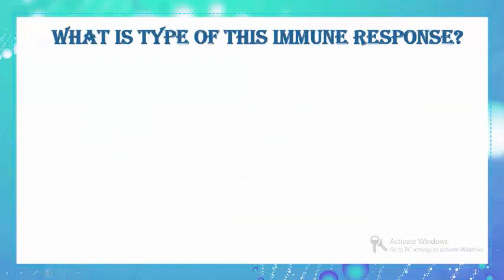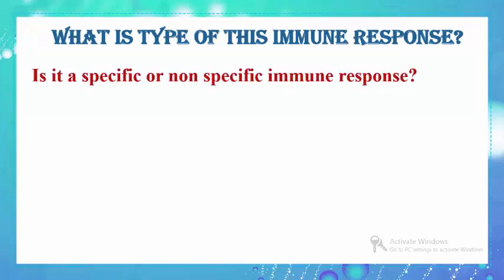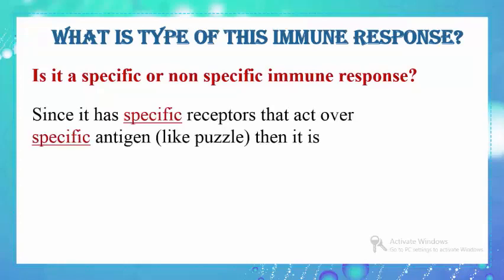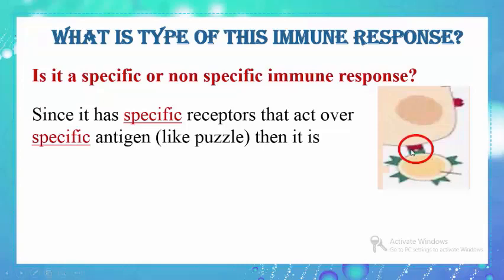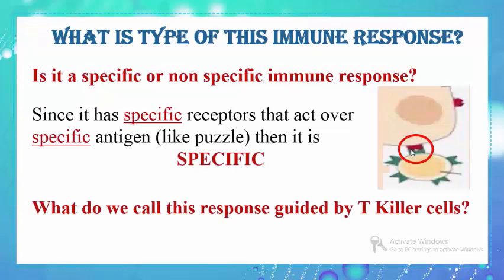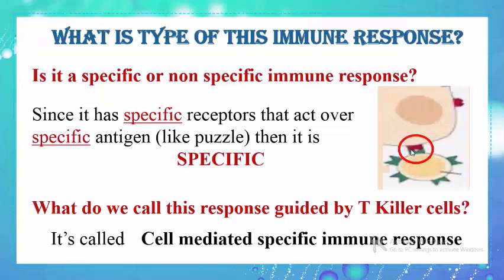The question raised now: what is the type of this immune response? Can we say it is a specific or non-specific immune response? Great! Of course it will be specific, since we must have complementarity between the T cell receptor and the antigen of the pathogen in order to fit together. Now, what do we call this response that involves the activation of T killer cells? It's called cell-mediated specific immune response.